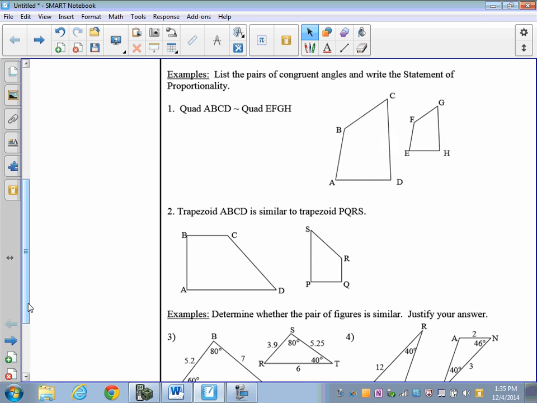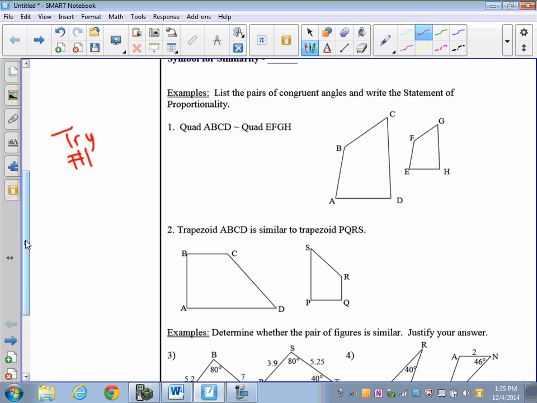Here are some examples. I'd like you to try number 1 on your own, and to assist you with number 1, we're going to take a look at number 2. Now the directions say list the pairs of congruent angles and write the statement of proportionality. So the congruent angles are pretty easy to write. Again, we shouldn't be looking at the picture if we were given words with congruent polygons or congruent triangles. We're given these letters, and remember the corresponding letters have to be congruent.